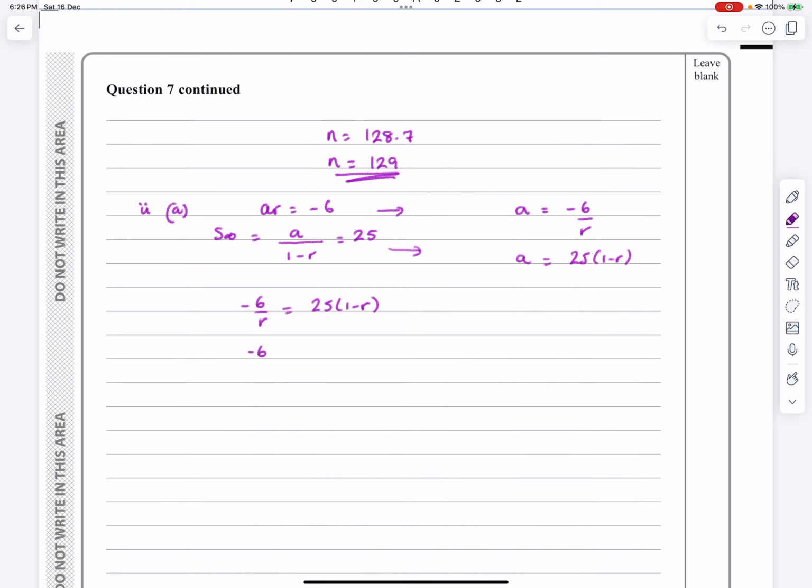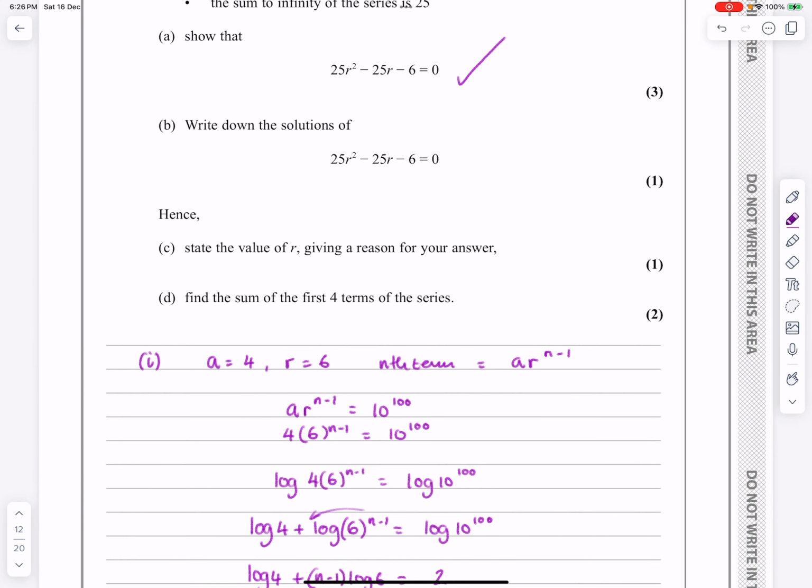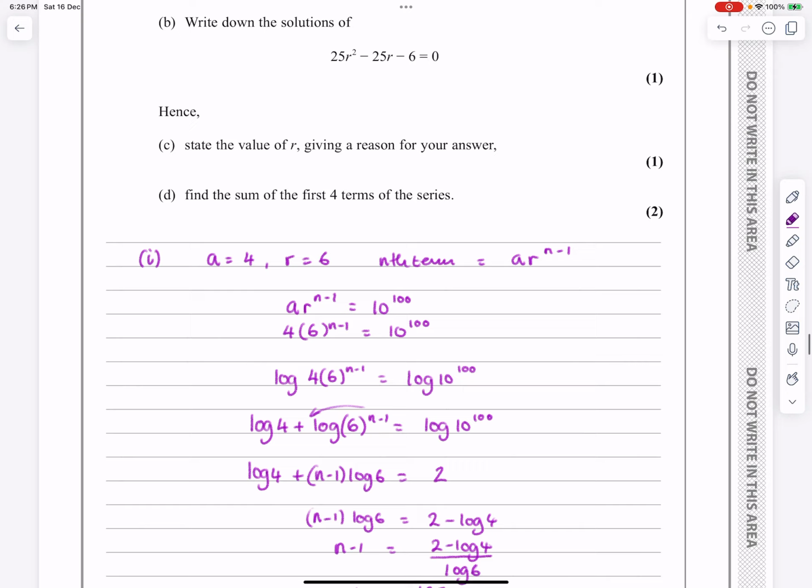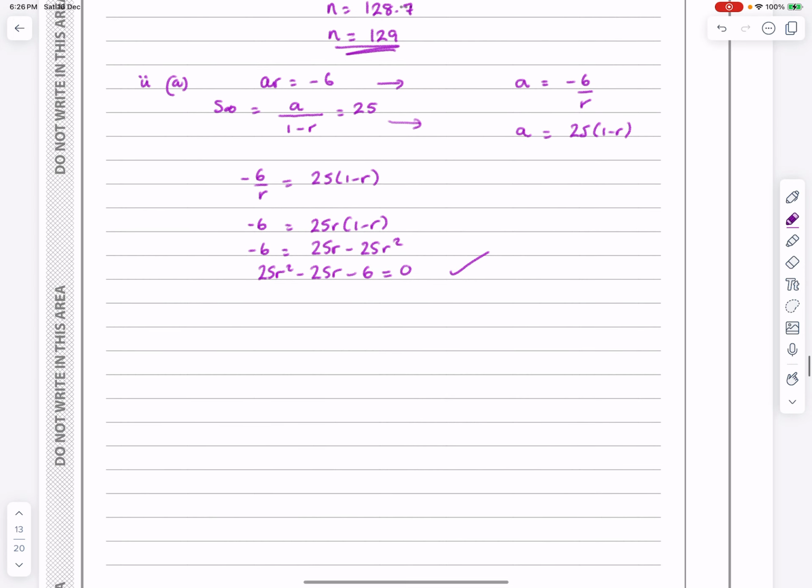Minus 6 is equal to 25r times 1 minus r, multiply it out. Minus 6 is equal to, do take your time, 25r minus 25r squared. Make that equal to a quadratic, get everything over to the same side. 25r squared minus 25r minus 6 is equal to 0, and that's what I was trying to do for part A. Part B says find the solutions of it. So part B is just going to be solving this quadratic.